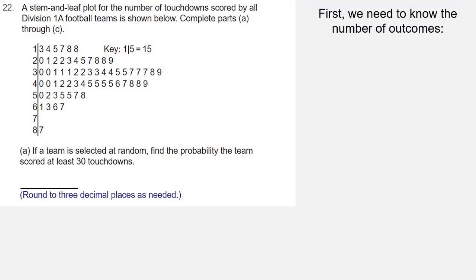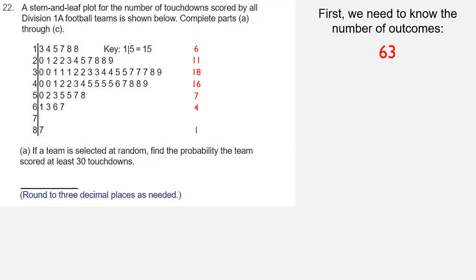So, to do this problem, we need to know the number of outcomes, which really is the number of leaves on the stem and leaf plot. So in the first row, there are 6 leaves. In the second row, 11 leaves. The third row has 18 leaves. The fourth row has 16 leaves. The fifth row has 7 leaves. The sixth row has 4 leaves. And the last row has just 1 leaf. If we add all those numbers together, that tells us we have 63 total outcomes.